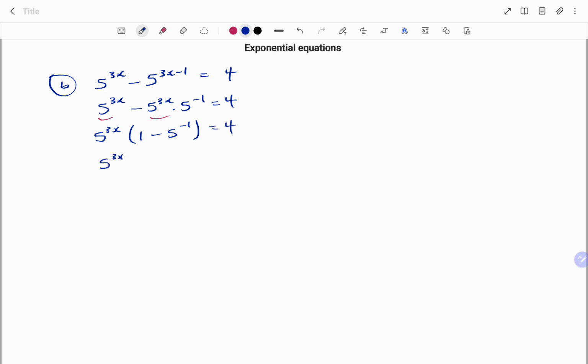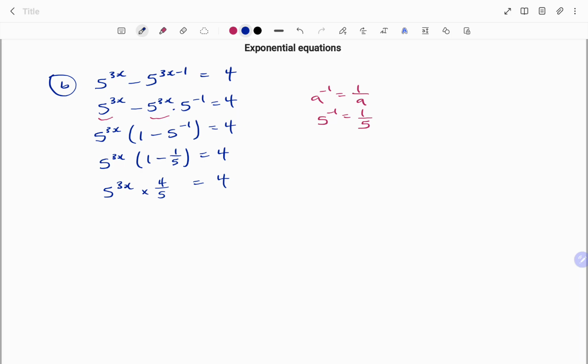5 to the power of 3x in brackets, 1 minus the negative exponent. If I have a to the power of minus 1, writing it as a fraction is the same as 1 over a. So therefore, 5 to the power of minus 1, writing it as a fraction, is 1 over 5. Replacing that in my equation, I have 5 to the power of 3x times 1 minus 1 over 5, that's 4 over 5, equals 4.